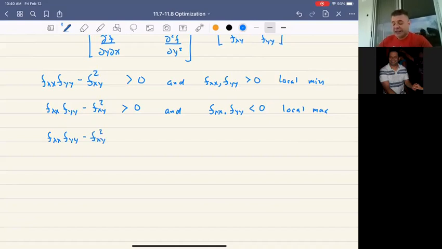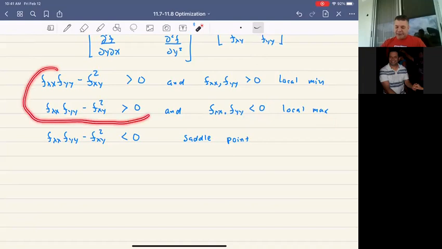Now, if this thing actually is less than 0, then one of these has to be positive and the other has to be negative. So that means we get what's called a saddle. Likewise, if this whole thing is greater than 0, both of these have to be the same sign. Okay, they either are both positive and you have a local min, or they're both negative and you have a local max. That's if this is positive. Okay, think about it, because this is always positive.